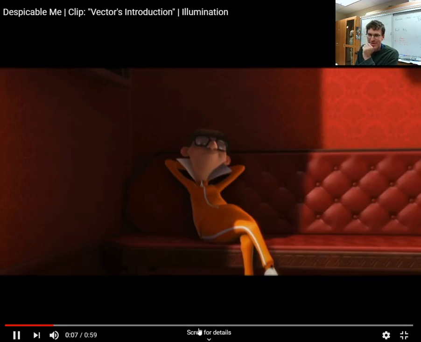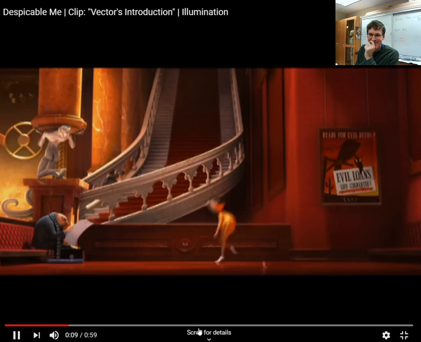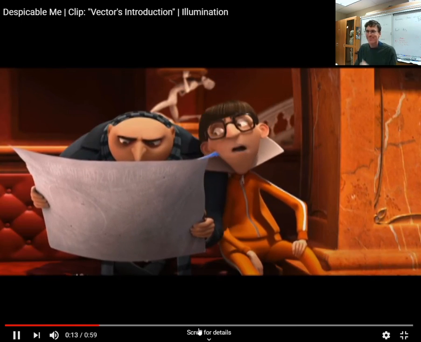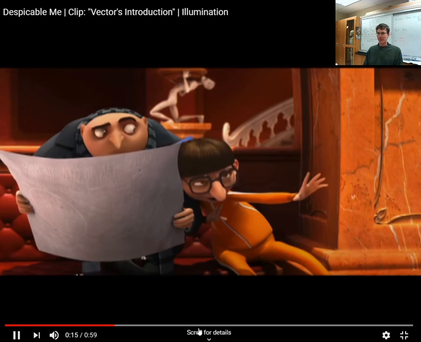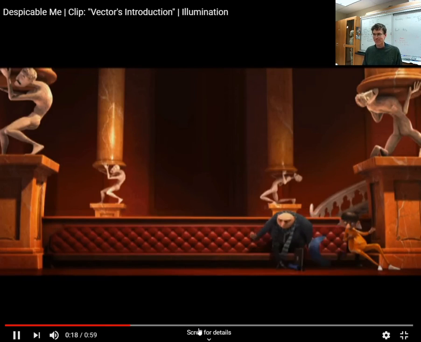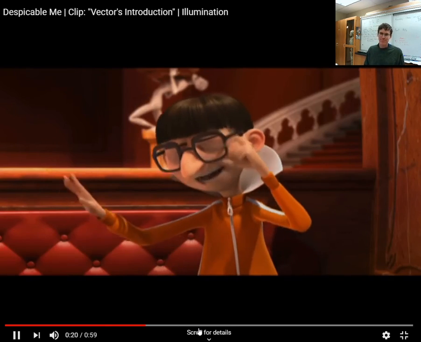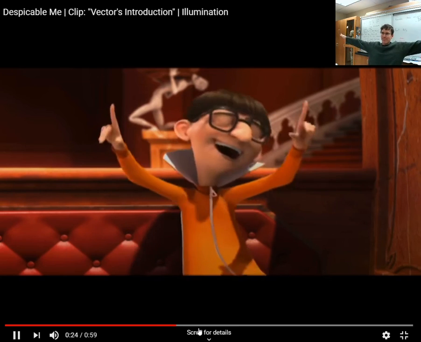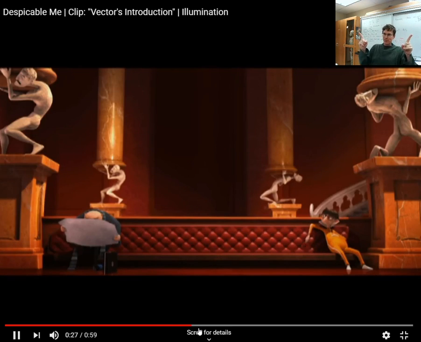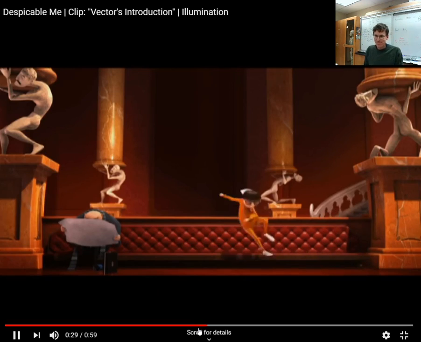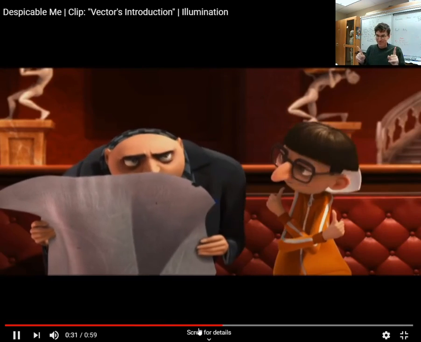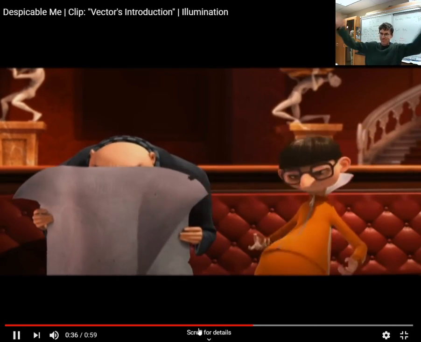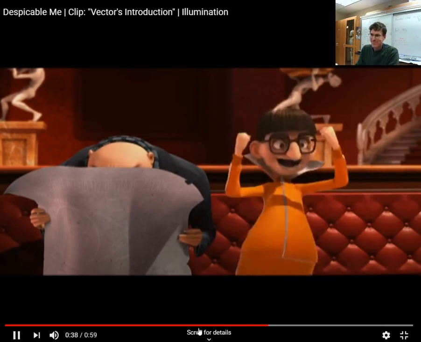Gotta love Despicable Me. I'm applying for a new villain loan. Go by the name of Vector. It's a mathematical term, a quantity represented by an arrow with both direction and magnitude. Vector! That's me, as I'm committing crimes with both direction and magnitude. Oh yeah!